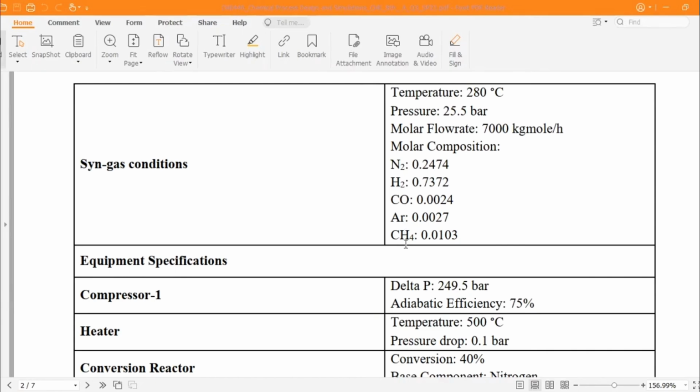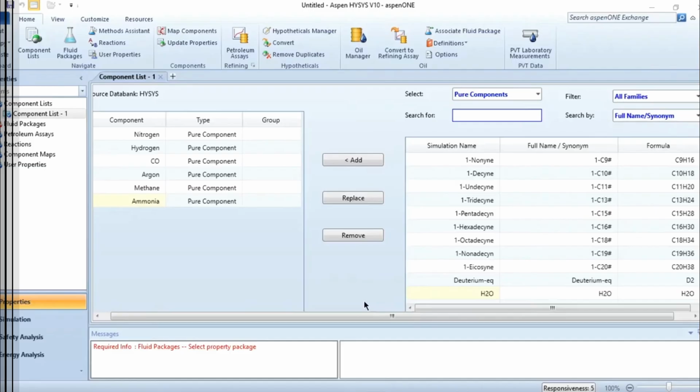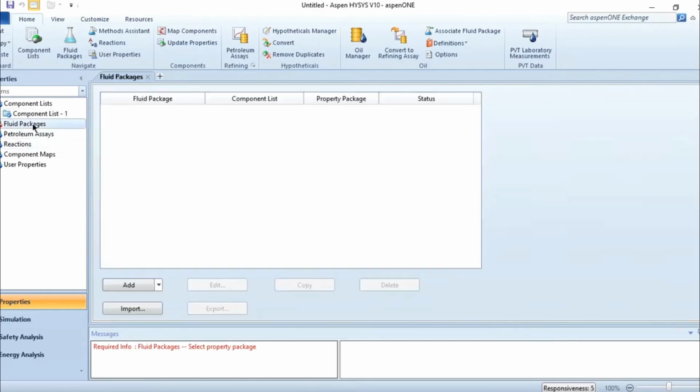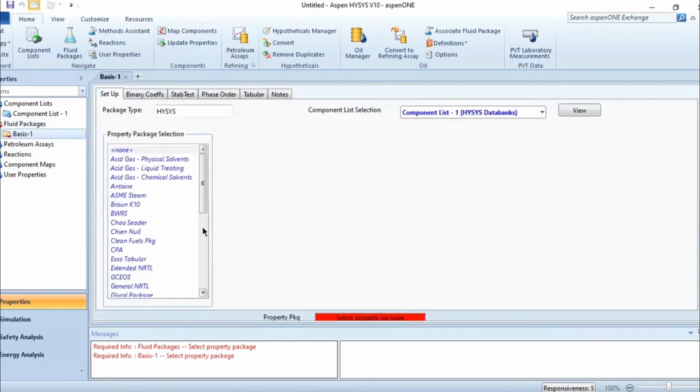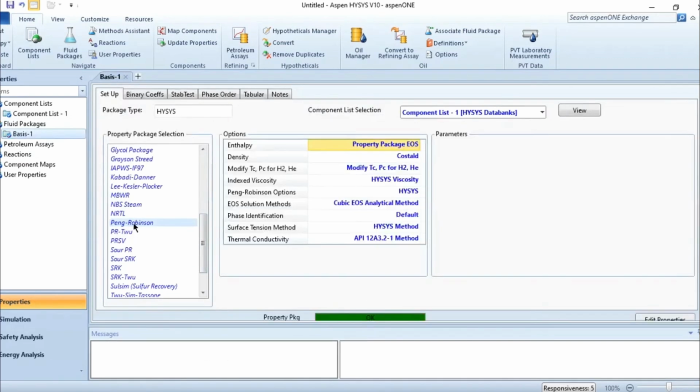For this system, we will be using Peng-Robinson as the property package. As you can see, the components are added: nitrogen, hydrogen, obviously these two are the main components. CO, argon, and methane are part of it, and ammonia is your final product. And in the fluid package, we will select Peng-Robinson.